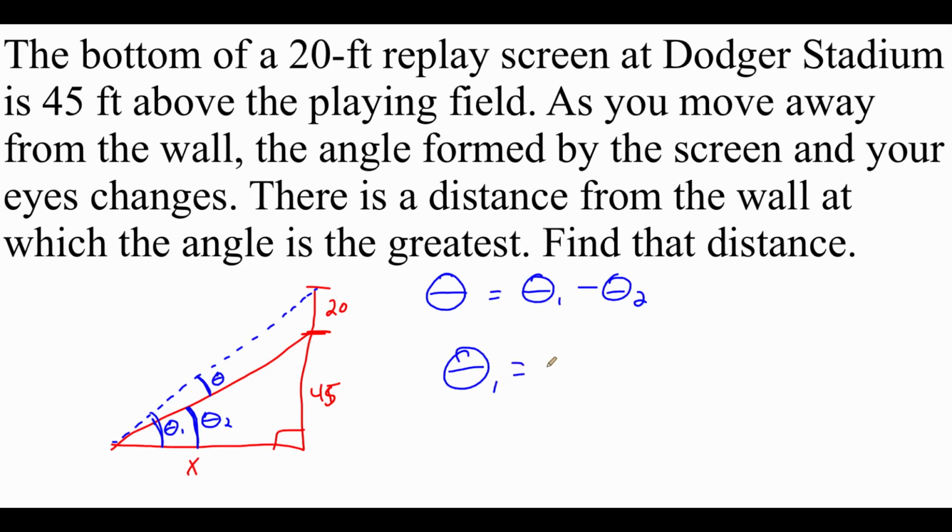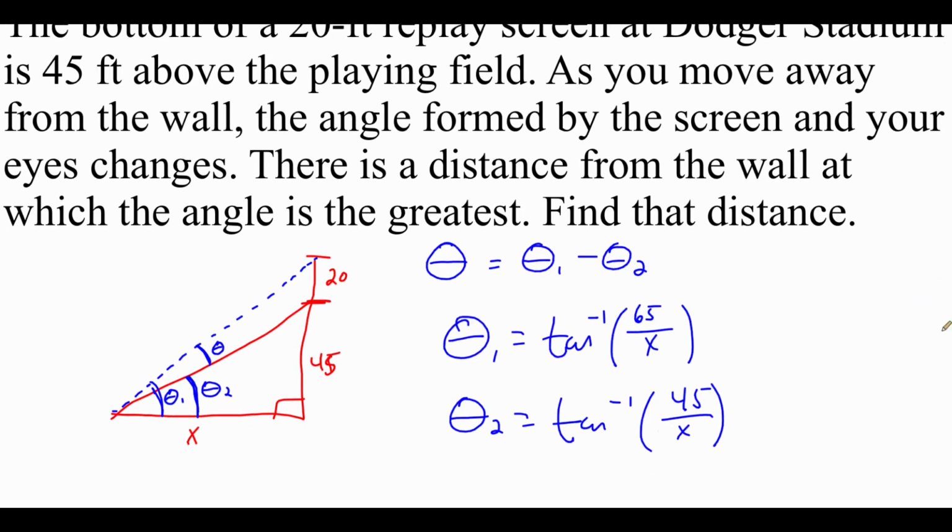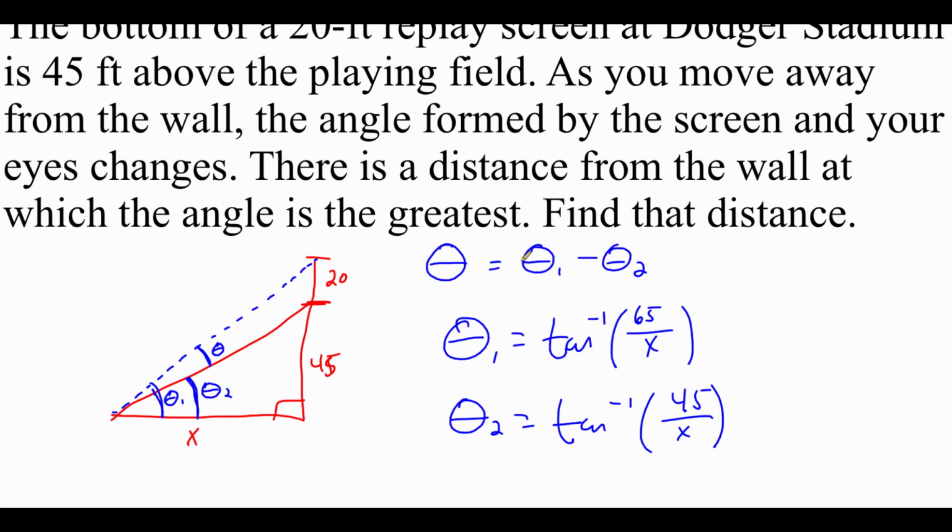So theta 1 is going to be the inverse tangent. Now remember, with a tangent fraction, we do opposite over adjacent. So opposite of that theta 1 would be this entire side of our triangle. So that's going to be 65 over the adjacent side, which is just x. Similarly, if I wanted to find theta 2, we're just focusing on the smaller red triangle. So if I do the inverse tangent, opposite of theta 2 is the 45, and adjacent to theta 2 is the x.